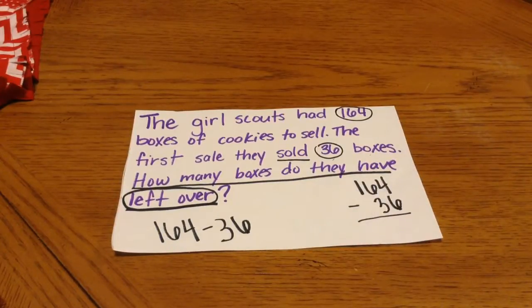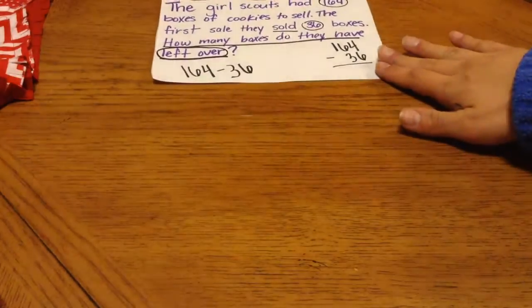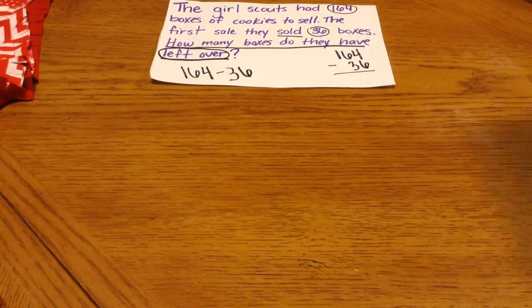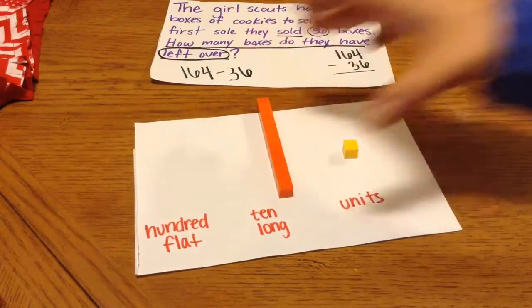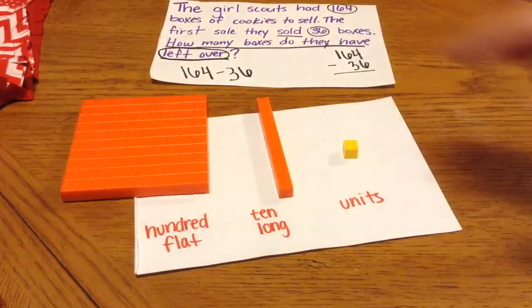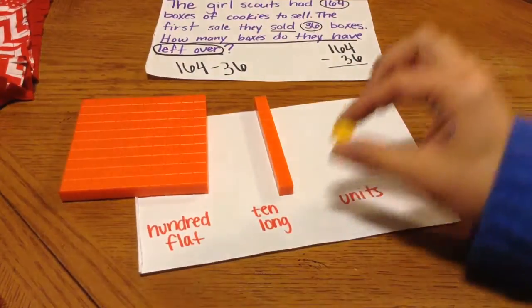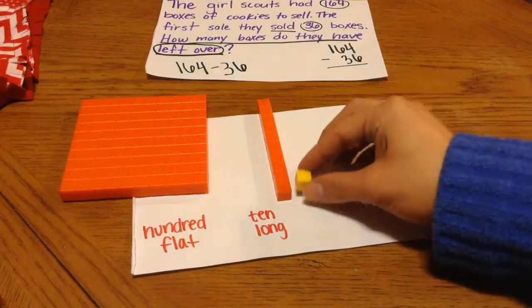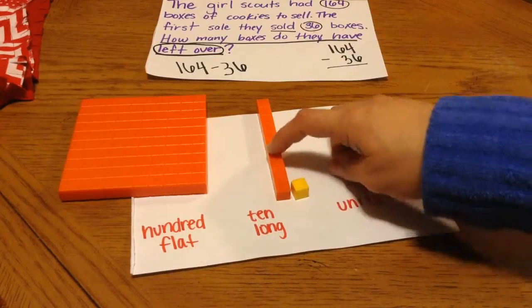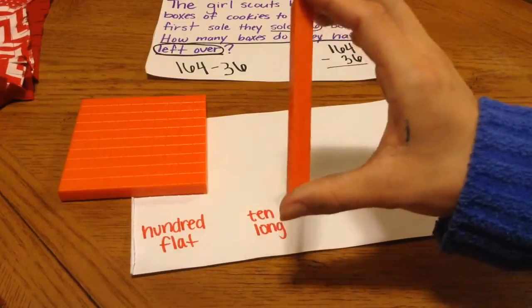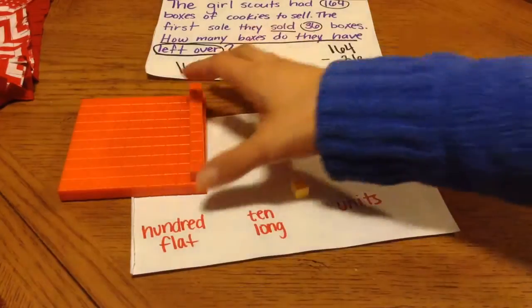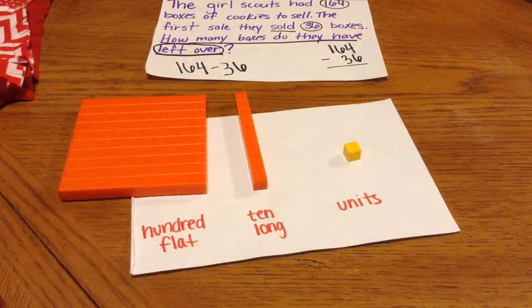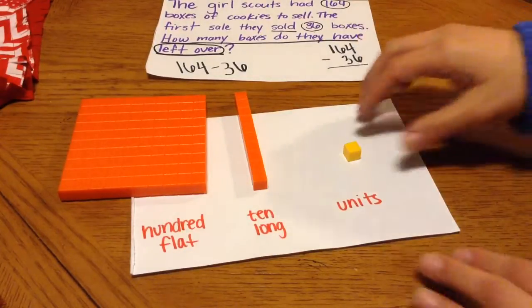So again, we are using the base 10 manipulatives to represent this. So, to review, units, 10 longs, and 100 flat. So 10 individual units creates one 10 long, and 10 individual longs create 100 flat. So we need to keep this in mind if we have to regroup in our subtraction problem.